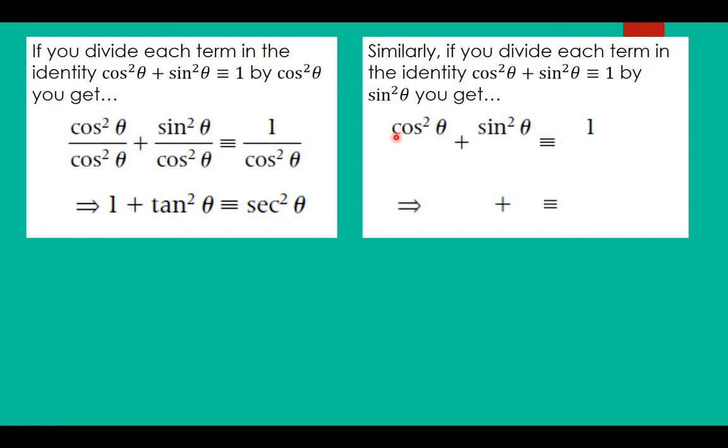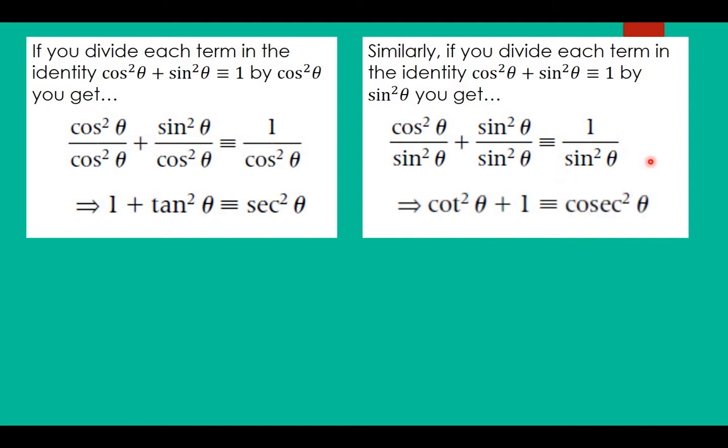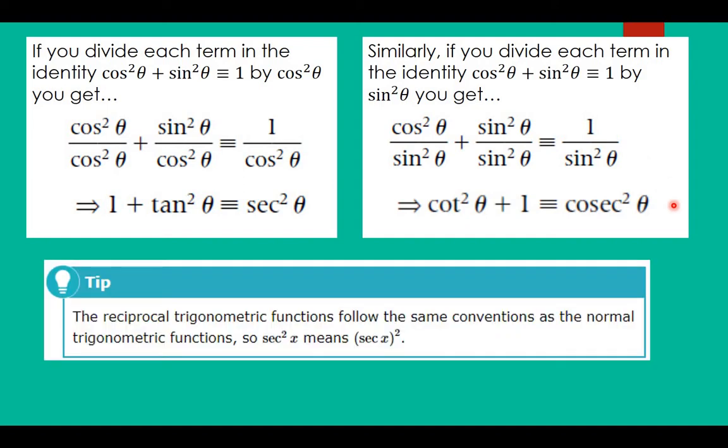What if we started instead with our cos squared plus sine squared is 1 and divided by sine squared instead? There we go. Let's think about each term. So we know that cos over sine is cot. So cos squared over sine squared is cot squared. Sine squared over sine squared is just 1. And 1 over sine squared is going to be cosec squared. So there's a second new identity from the old ones. Remember that sec squared x just means sec of x all squared.